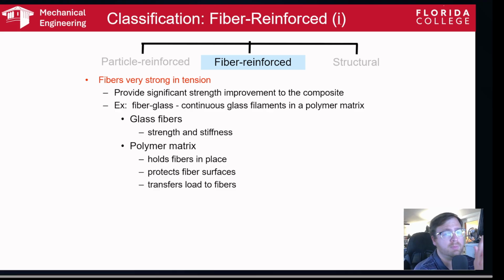They're usually made of stiffer material than the matrix, which lets you save weight usually. For example, fiberglass: these are continuous glass filaments in a polymer matrix. Glass fibers have really great strength and stiffness, but the polymer holds the fibers in place, protects the fiber surfaces from corrosion, and transfers load to the fibers.